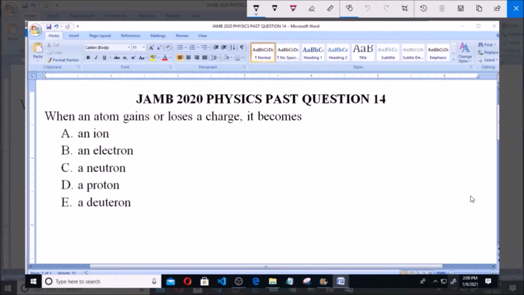When an atom gains or loses a charge, it becomes: A, an ion; B, an electron; C, a neutron; D, a proton; and E, a deuterium.